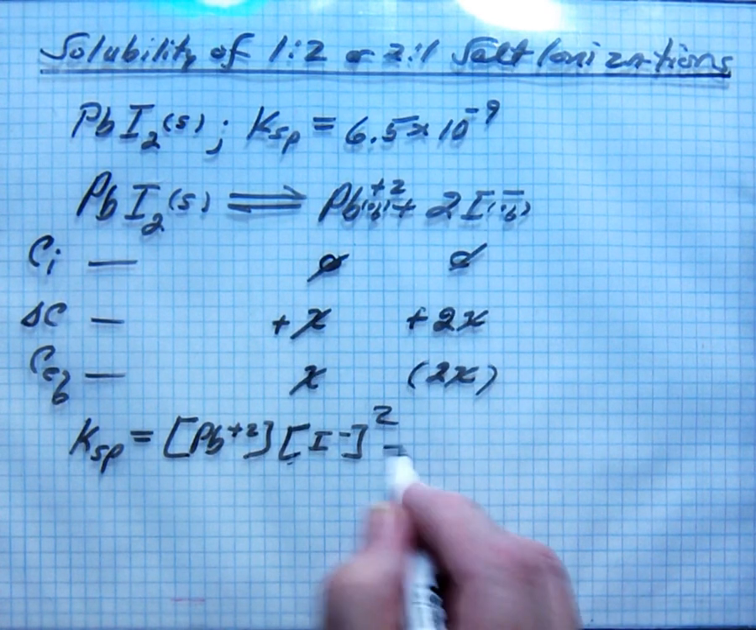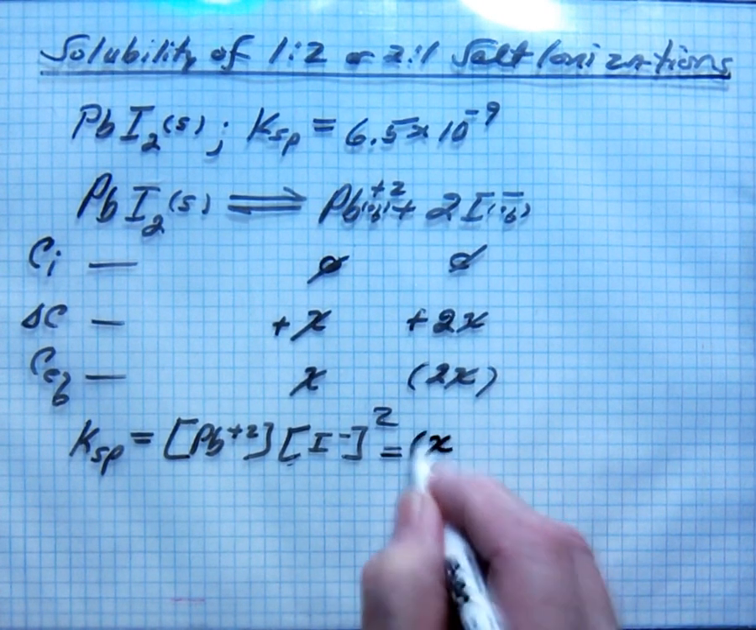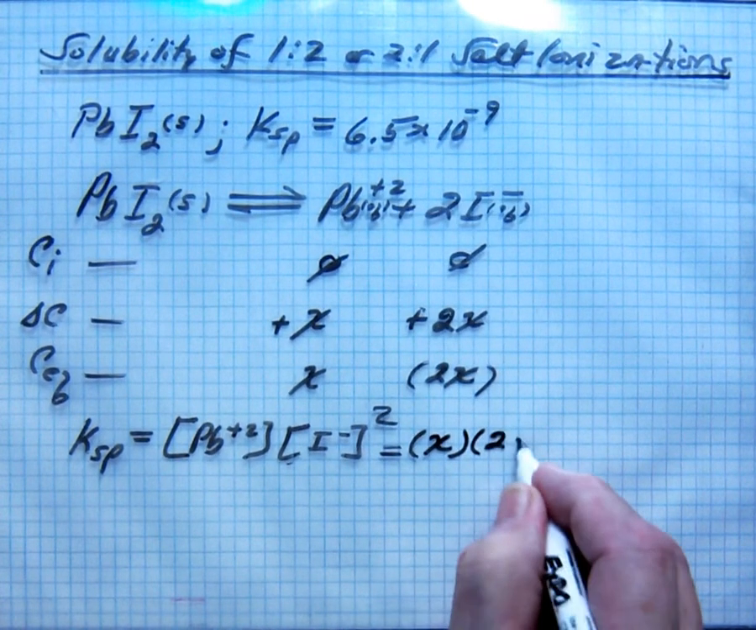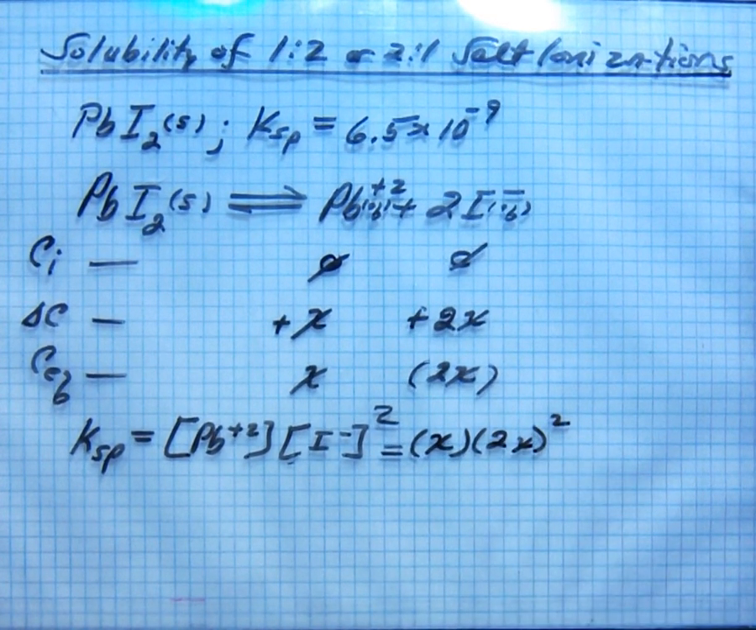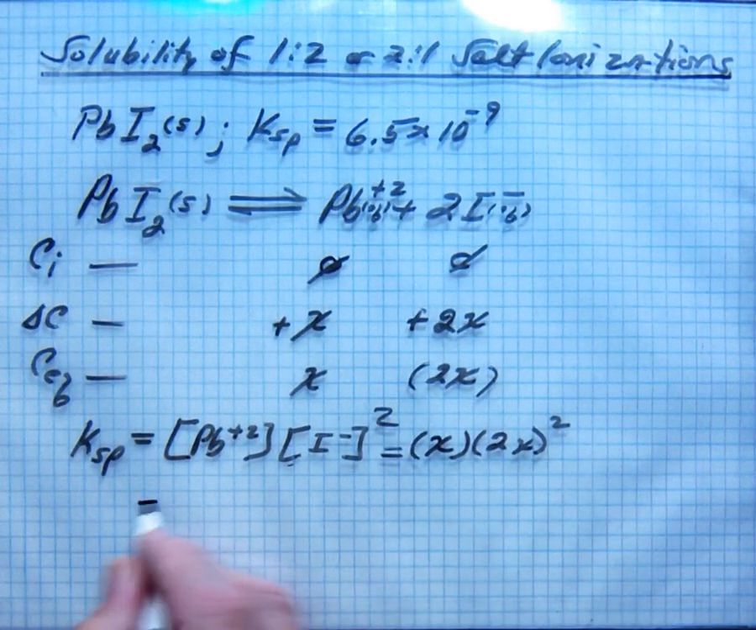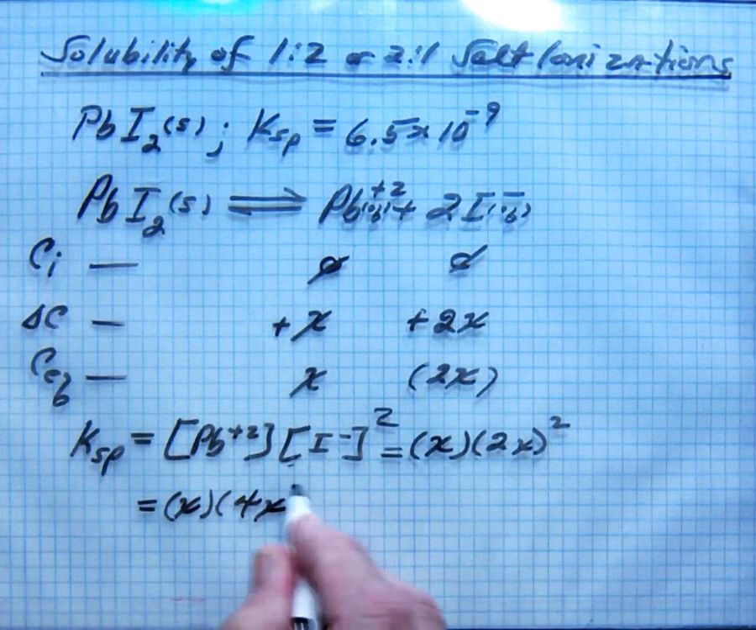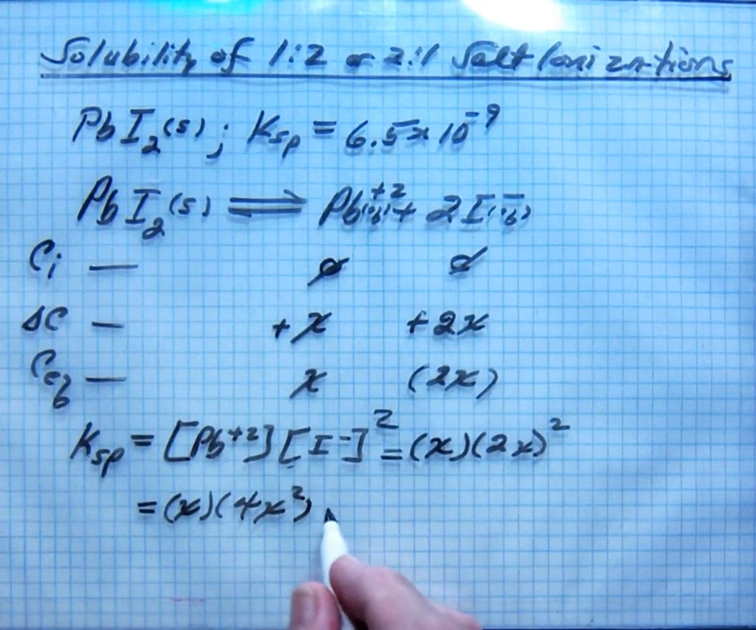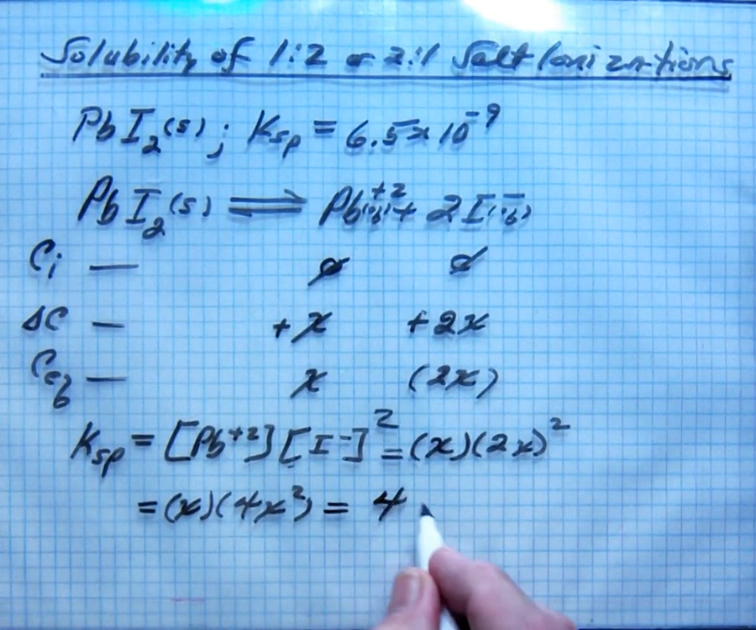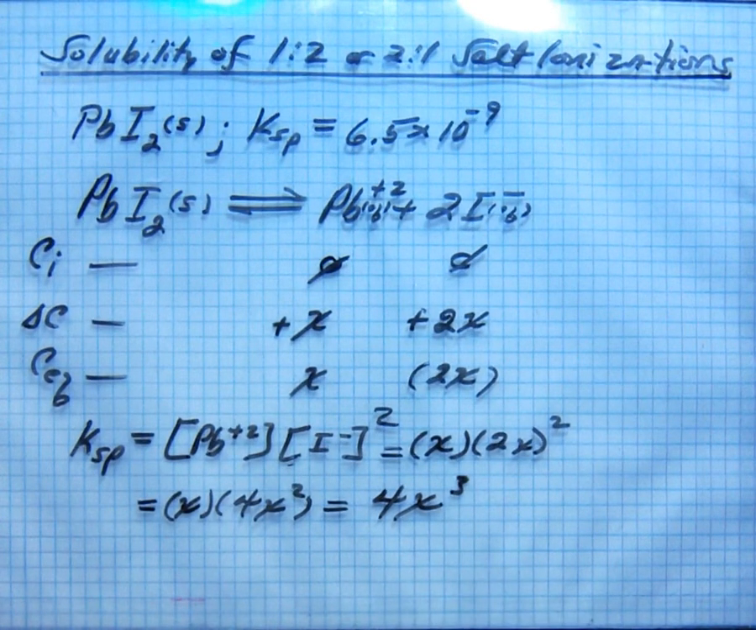So we go forward to get x times 2x squared. See that? Does that make sense to you so far? It's just the equilibrium rule applied to the expression. And this, of course, I can make over here, is x times 4x squared. And then we get 4x cubed when we simplify everything. So KSP equals 4x cubed.